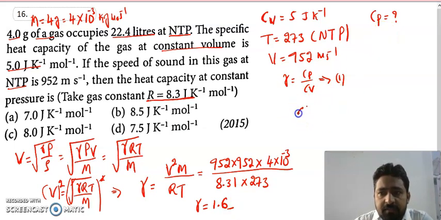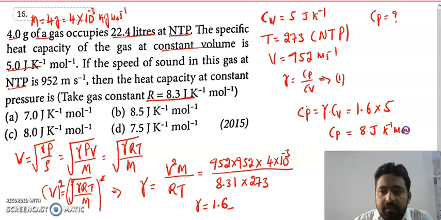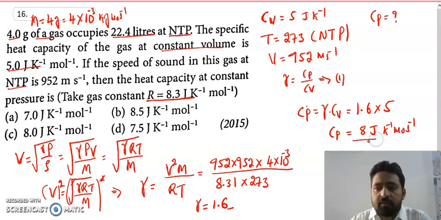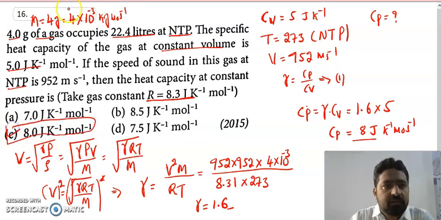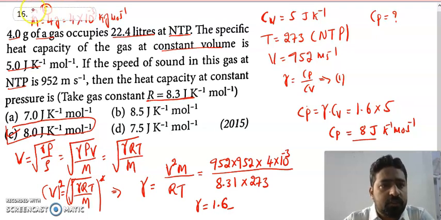Now you have to calculate Cp. So Cp is equal to gamma into Cv, which is 1.6 into 5. So Cp is equal to 8 joule per Kelvin per mole. Which option is right for this one? Option C is right for the 16th problem. Okay, so let's move to the next problem.